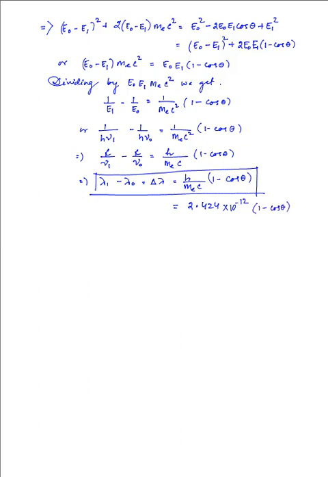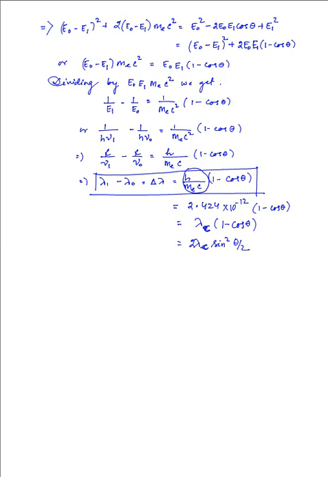Now this value that we have obtained over here is known as the Compton wavelength of the electron, and is usually denoted by lambda e. So lambda e times (1 minus cos theta) is what we are getting over here. Because it is the Compton wavelength, we would rather write it as lambda C rather than lambda e. And this 1 minus cosine theta we can take as 2 sine squared theta over 2, where theta is the scattered angle.